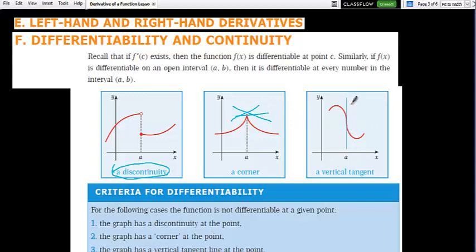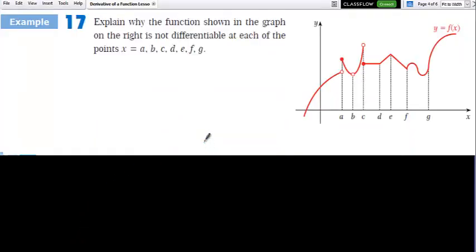And we have the vertical tangent. If a graph is parallel to the y-axis, vertical to the x-axis, then we cannot find the tangent line at that point, so we don't have the derivative for these values. Here in the example, for which values we have the derivative and for which we don't is written here. For a, no derivative: x is equal to a, no derivative, because it is discontinuous.